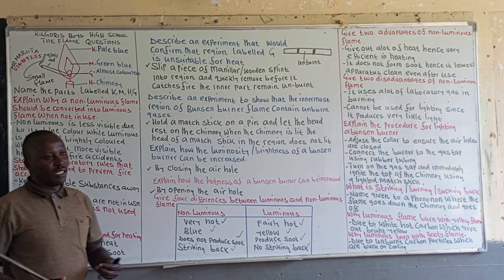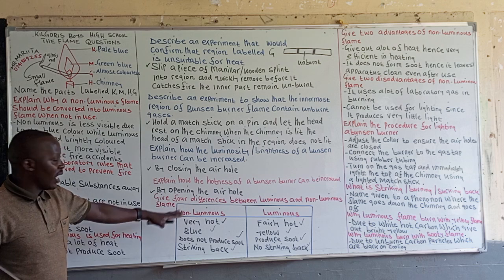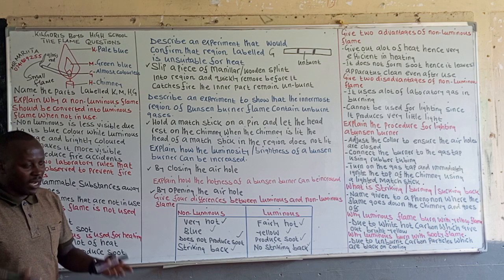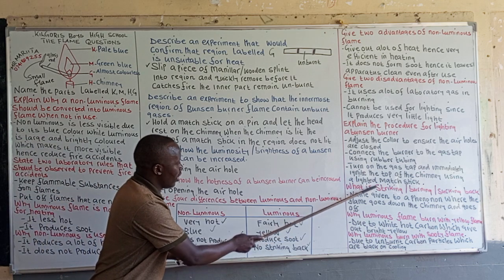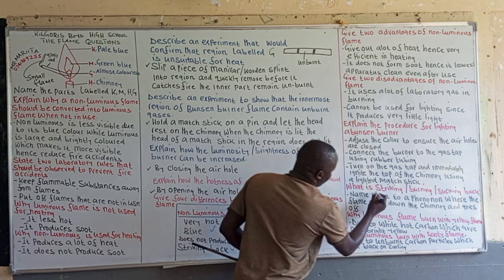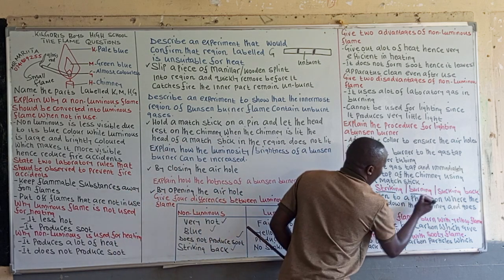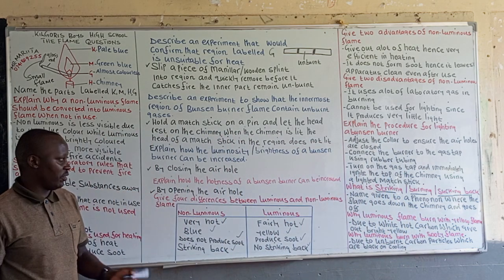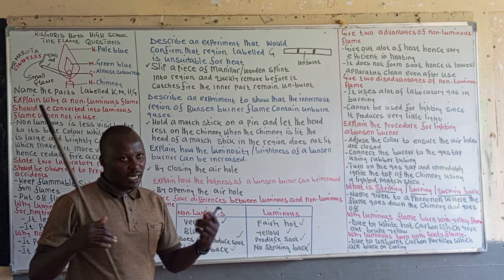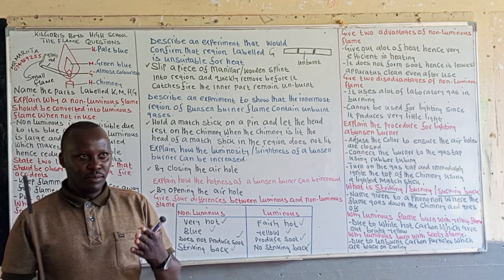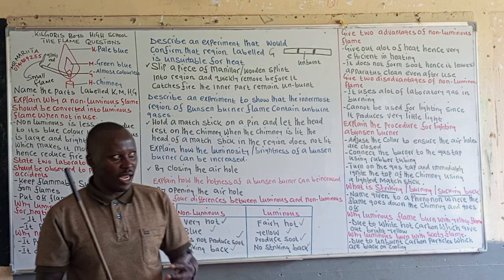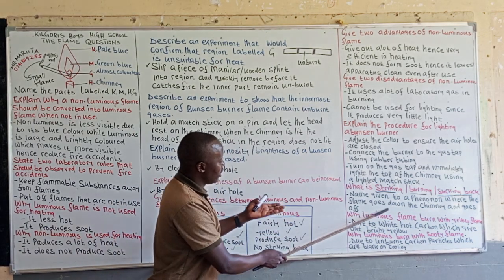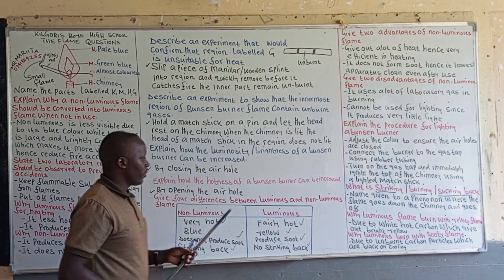Then I said one of the differences between a luminous and non-luminous flame is we have striking back, sucking back, or a panning back. Now, what is striking back, or panning back, or sucking back? What is the meaning of those terms as used in the Bunsen burner flame? You just say it is the name given to a phenomenon where a flame normally goes down into the chimney and finally it goes off.